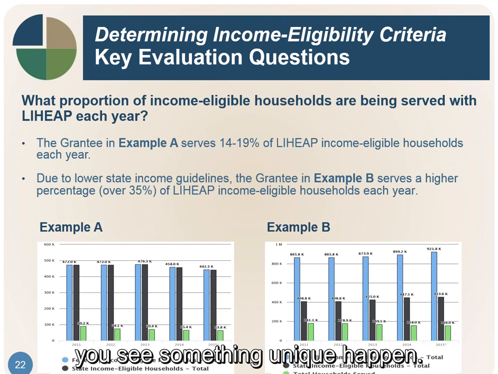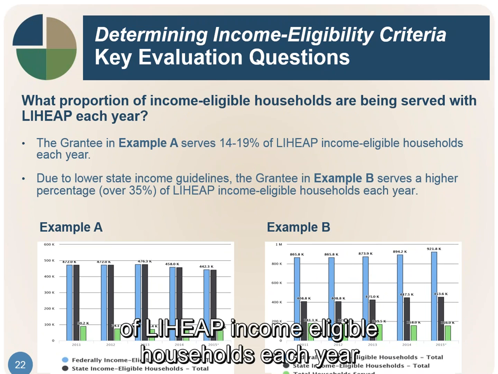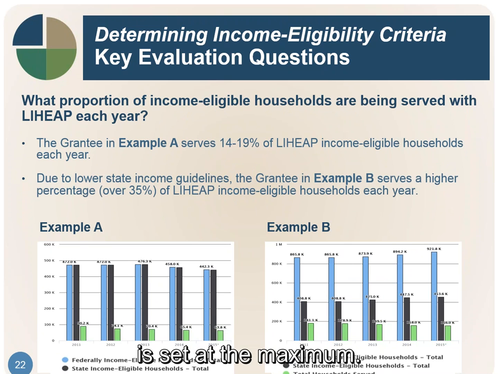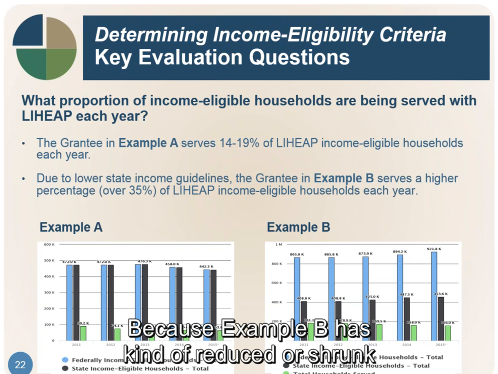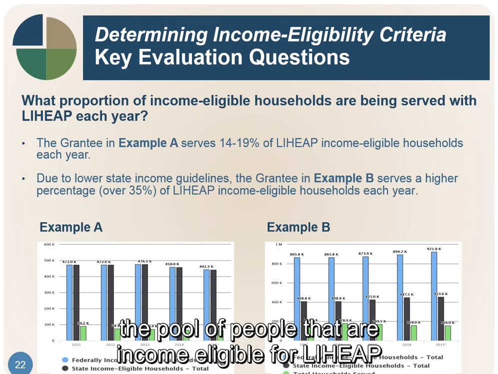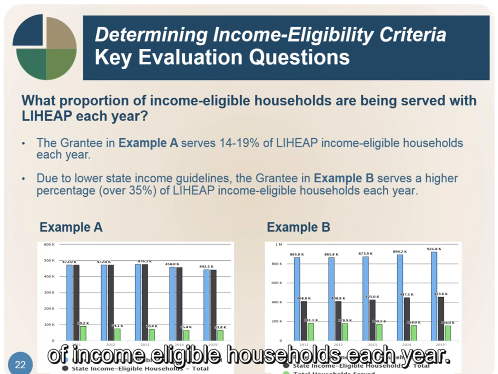Then when you take this and look at the number of households you serve, you see something unique happen. The grantee in example A serves 14 to 19% of LIHEAP income eligible households each year, because their eligibility requirement is set at the maximum. Because example B has reduced or shrunk the pool of people that are income eligible for LIHEAP, they can say that they serve over 35% of income eligible households each year.